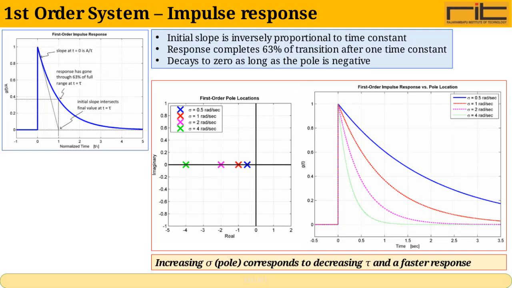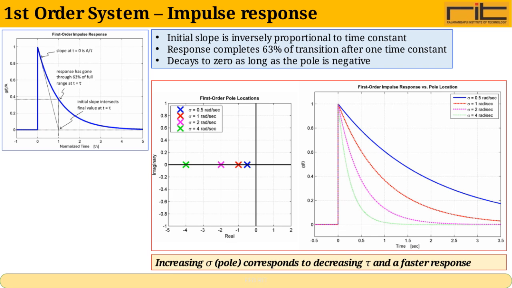Let's take a closer look at the impulse response of a first-order system. One key thing to understand is that the initial slope of the response is inversely proportional to the time constant. This means that if the time constant is smaller, the initial rate of change is steeper. After one time constant has passed, the system's response completes about 63% of its total transition. This is a critical point to remember when analyzing system speed.